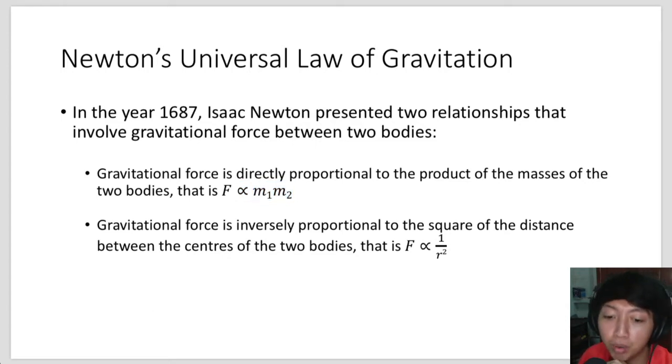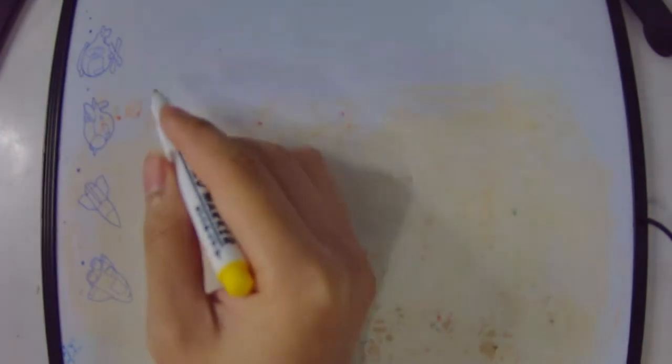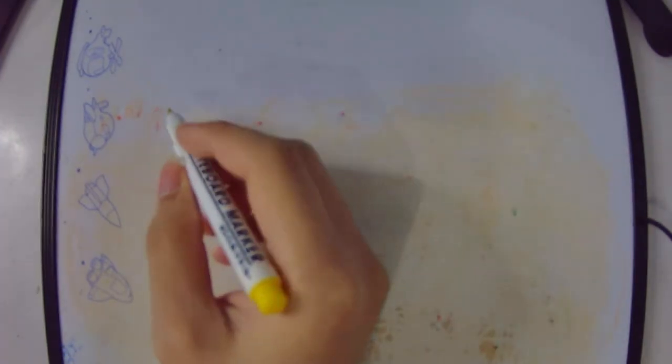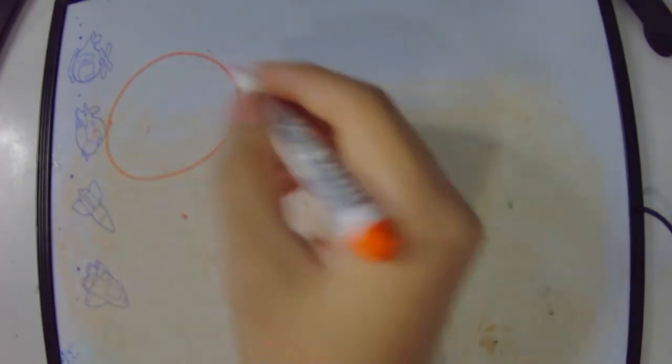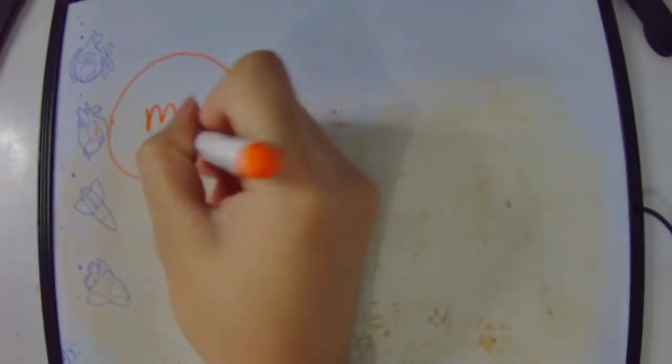So if we were to draw a picture of this, imagine there are two bodies or two planets. Let's say there's planet 1, and planet number 1 has its mass. Let's call that mass 1. And let's say there's planet 2, and this also has its mass.